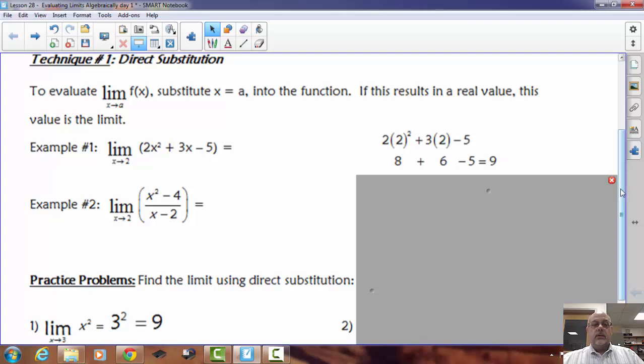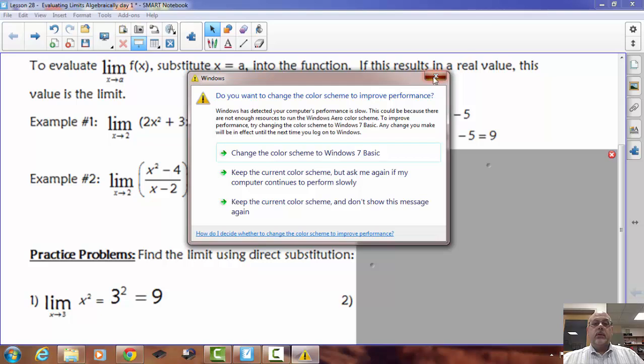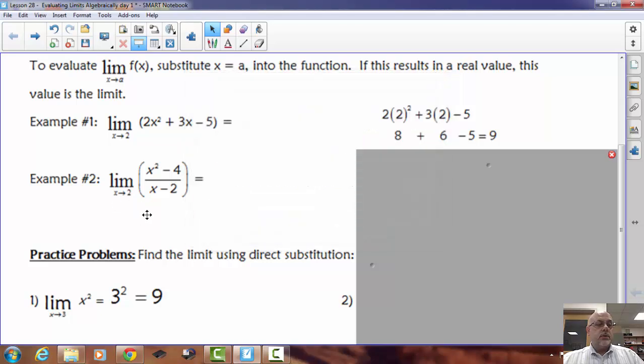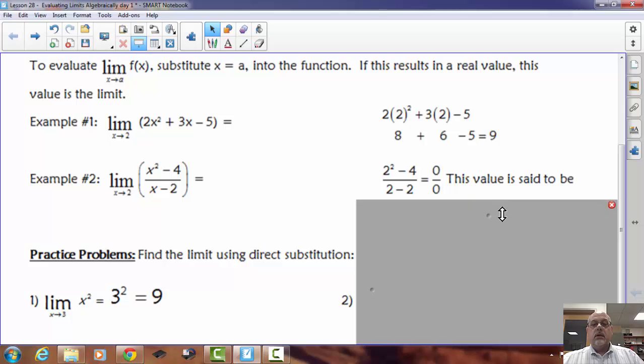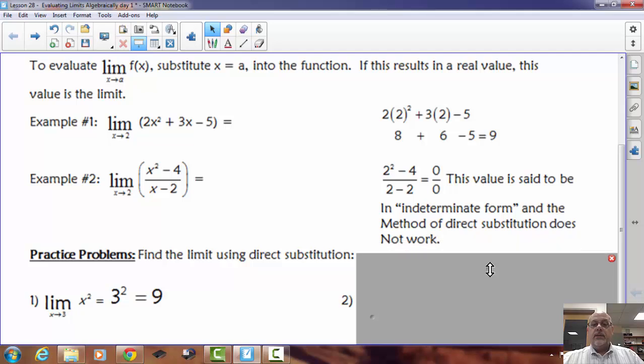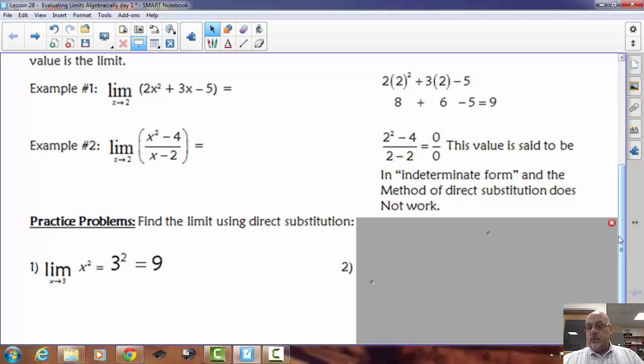So now let's take a look at another example. We're going to be looking at the limit as x approaches 2 of the function x squared minus 4 over x minus 2. So again, we do a direct substitution, and we find that we wind up with 0 over 0. And this function is said to be in indeterminate form, and the method of direct substitution does not work. So when you get 0 over 0 and it's an indeterminate form, then we have another technique which we'll be getting to in a minute. But let's do a little practice with this.